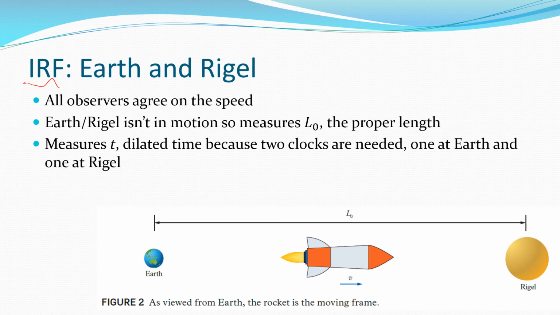So let's look at our inertial reference frame between Earth and Rigel. Everybody agrees on the speed it's happening. There is a velocity here. The Earth-Rigel frame of reference is not in motion, so that's why they measure proper length. The Earth-Rigel system is measuring dilated time because it's almost like you need a clock here to measure the start and a clock here to measure when the actual rocket ends up there at Rigel.